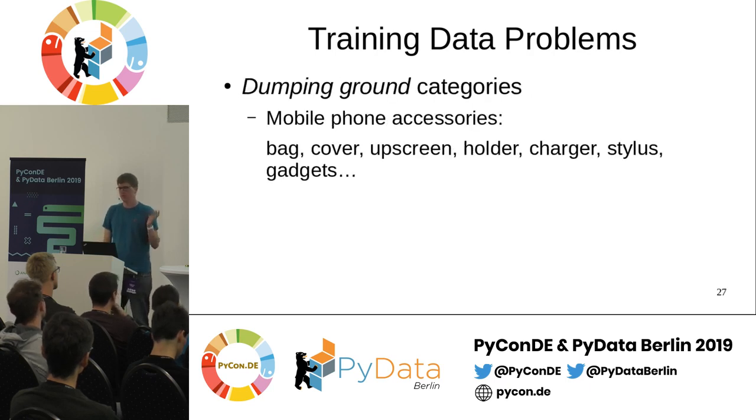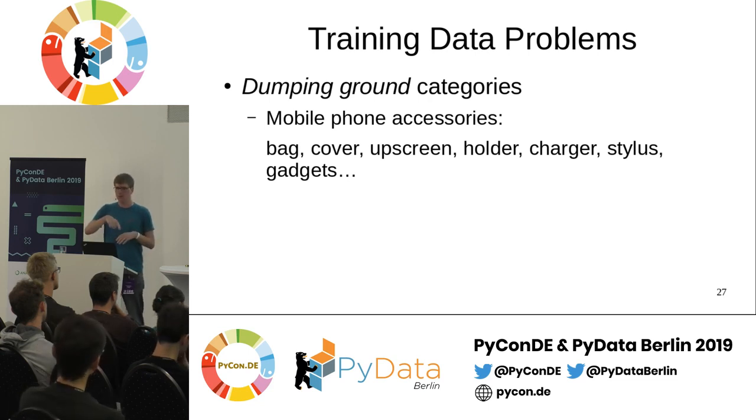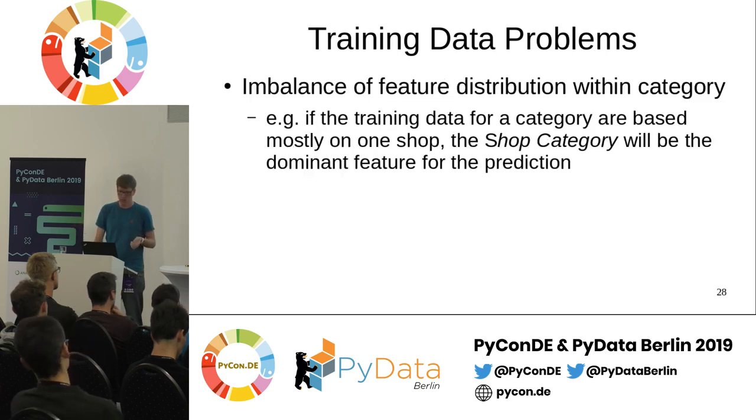Then there are dumping ground categories. For example, mobile phone accessories: there are bags, covers, screen protectors, holders, chargers, whatever. All of this was put into a mobile phone accessory category, which means the stuff within that category was very orthogonal to each other. It wasn't similar. So if you train a model that should learn what a mobile phone accessory is, and the stuff within that category is very far away from each other, it's hard to learn.